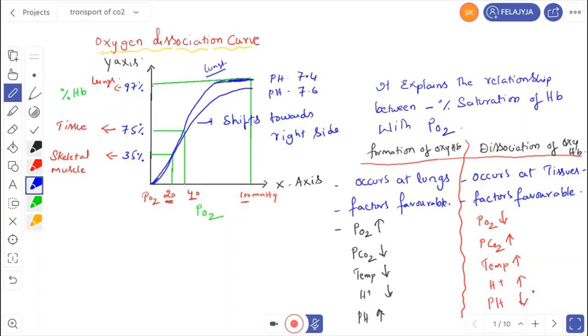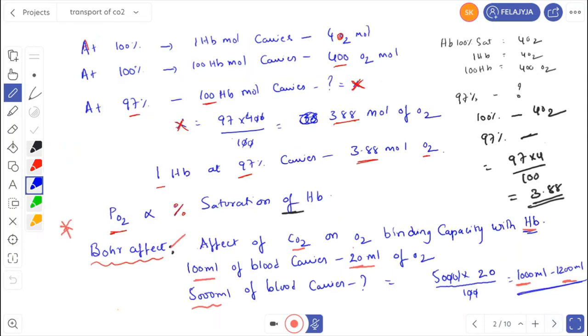Right. Now let us go for the next one. If the hemoglobin is 100% saturated, one hemoglobin molecule carries 4 oxygen molecules. At 100% saturation, 100 hemoglobin molecules carry how much? That is 400 oxygen molecules.